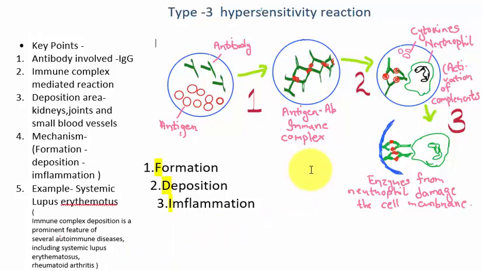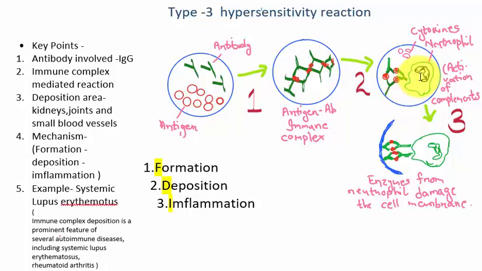So let's summarize this type 3 hypersensitivity reaction. The main antibody which is involved is IgG. It is an immune complex mediated reaction as the antigen and antibody form a cage-like structure, that is the immune complex. And the deposition area is generally the kidneys, joints and small blood vessels. The mechanism involves the formation of the antigen antibody immune complex, then deposition of the antigen antibody complex in the endothelial cell layer. Then the third one is the inflammation.